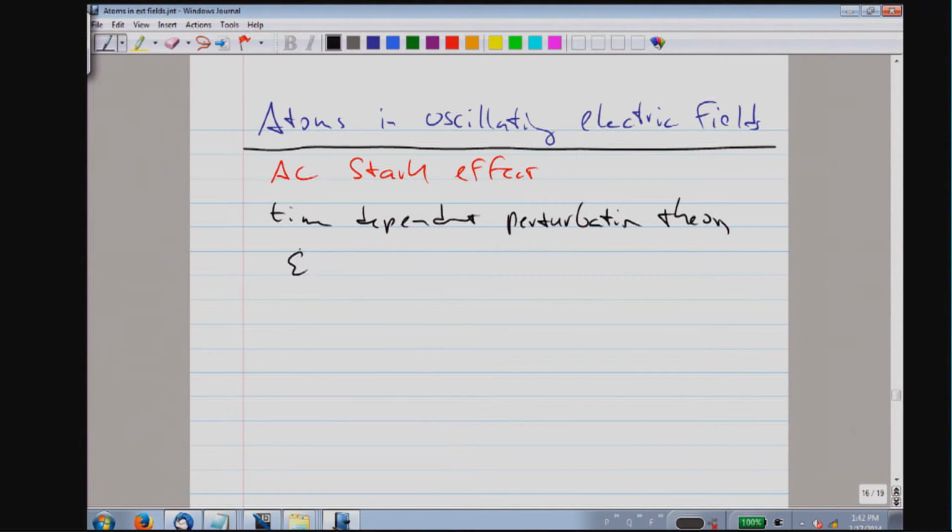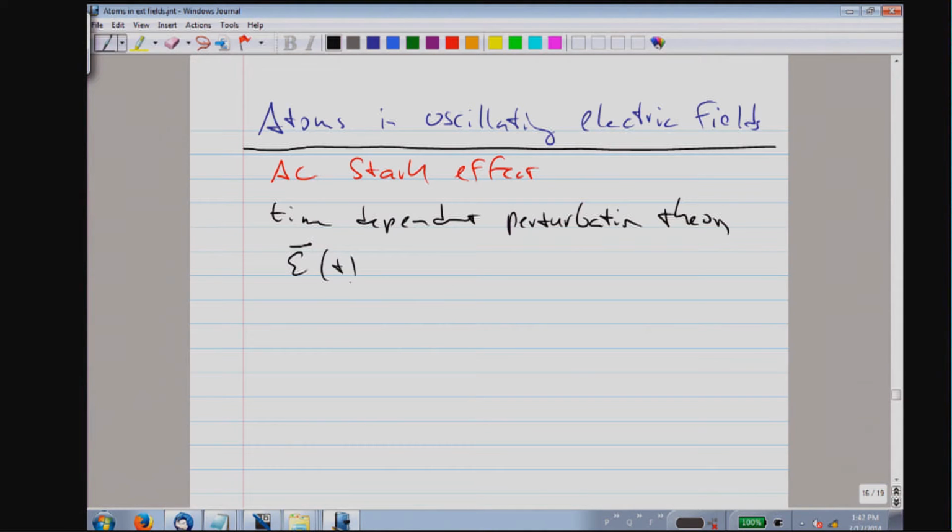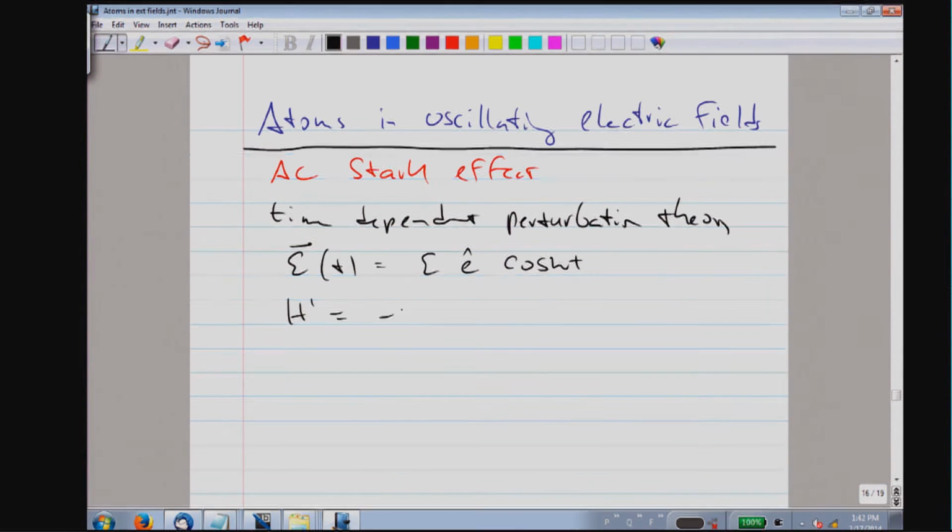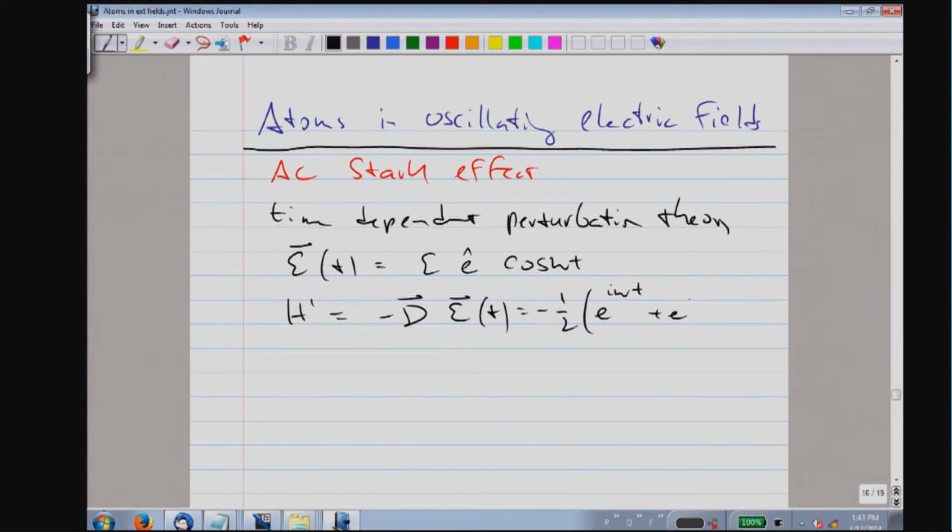So our electric field is now time-dependent. It has a value epsilon, polarization E hat, and it oscillates. Our perturbation Hamiltonian is exactly the same dipole Hamiltonian we had before for the DC Stark effect, but now it's a time-dependent one. And it will be useful to break up the oscillating term into e to the i omega t and e to the minus i omega t.